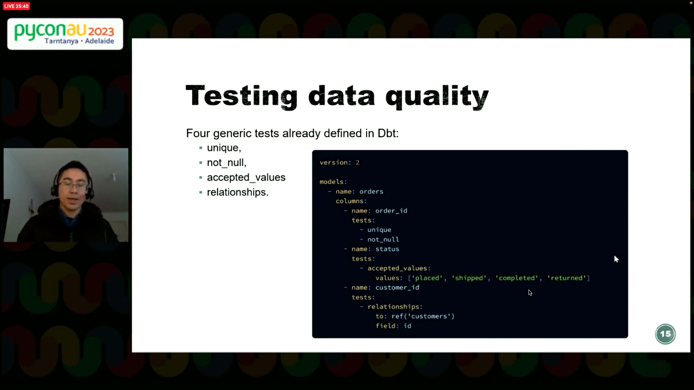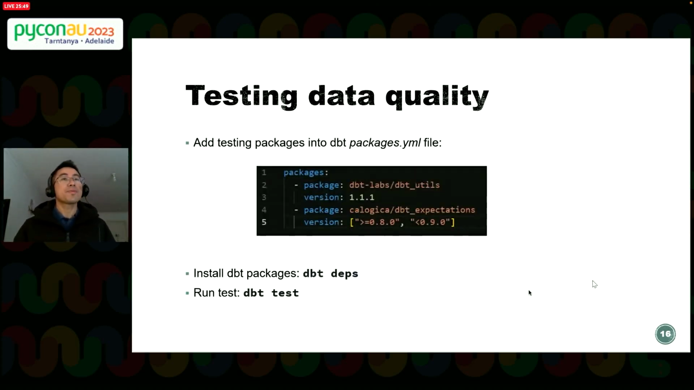But if we want to test more complex things, we need other packages like dbt-utils and dbt-expectations. To do that in dbt, we just need to include the package in a packages.yml file, and then we install it using the dbt deps command, and then we run the tests using dbt test.